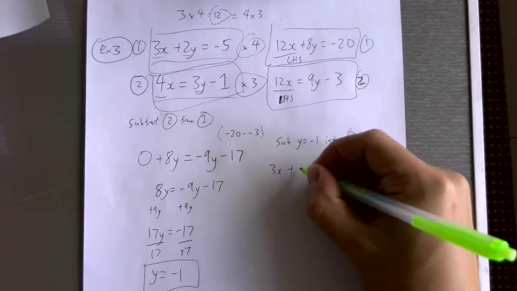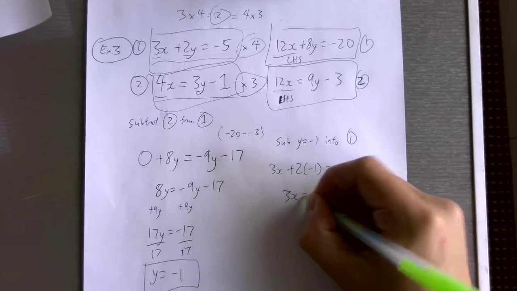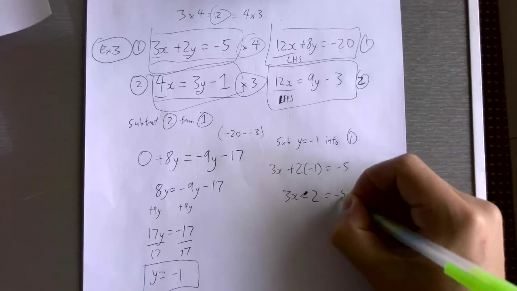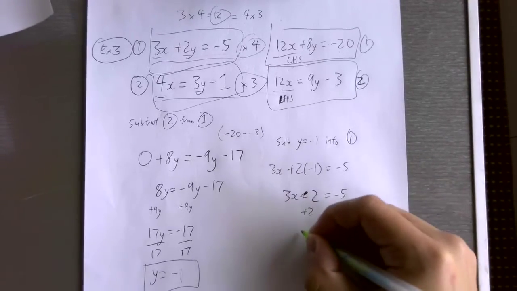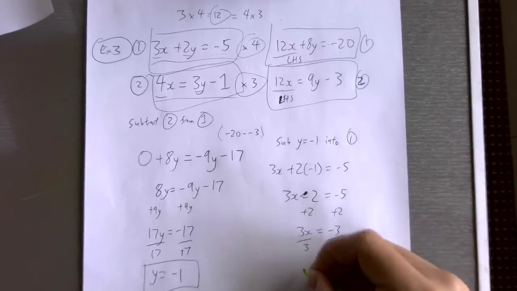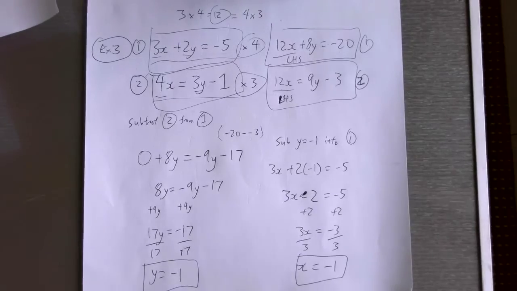3x plus 2 times negative 1 equals negative 5. 3x minus 2 equals negative 5. Plus 2 to both sides. 3x equals negative 3. Divide by 3 on both sides. x equals negative 1. So this whole equation was when x equals negative 1 and y equals negative 1.